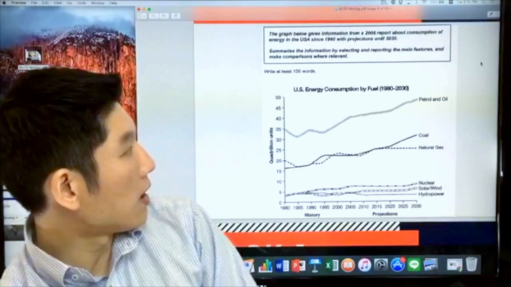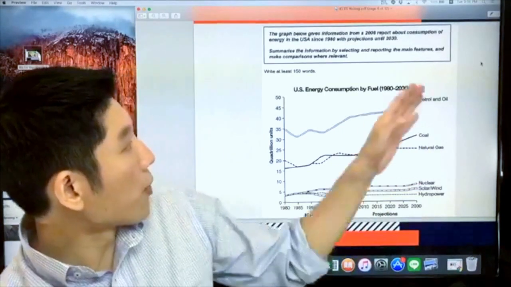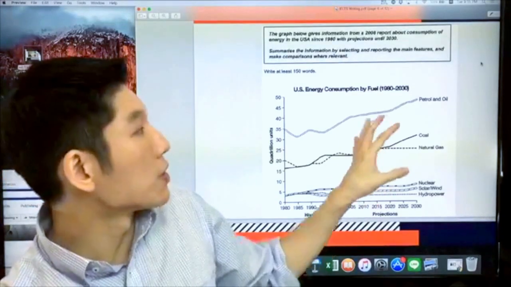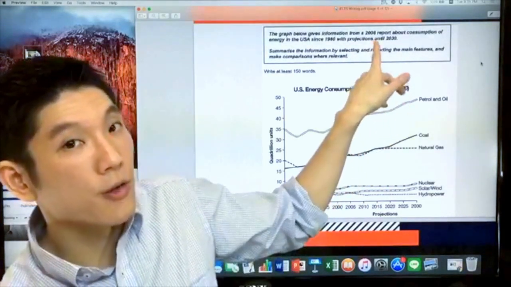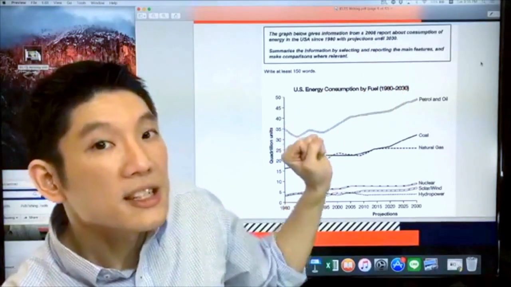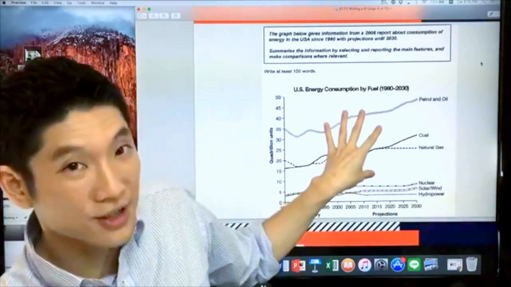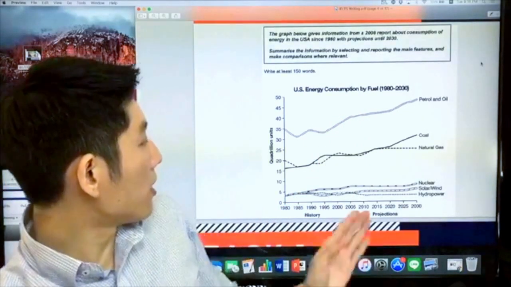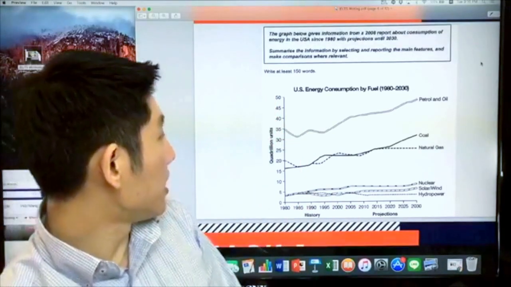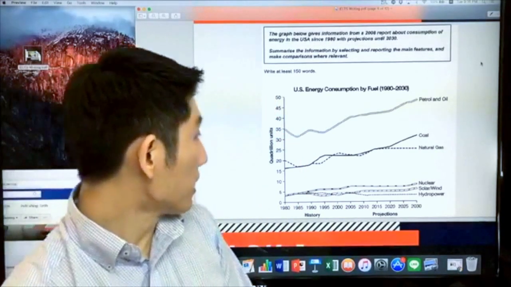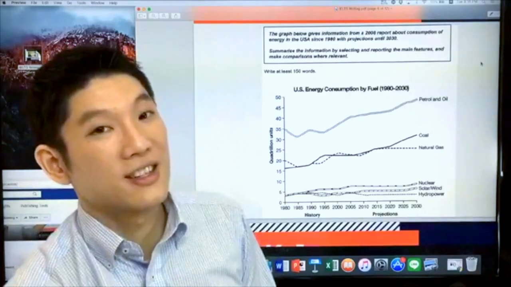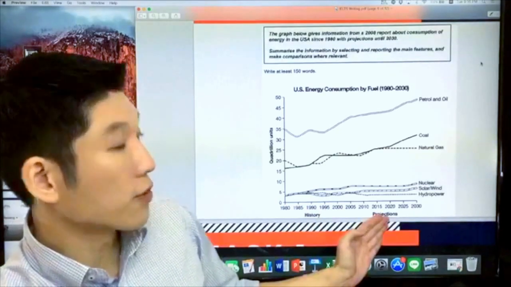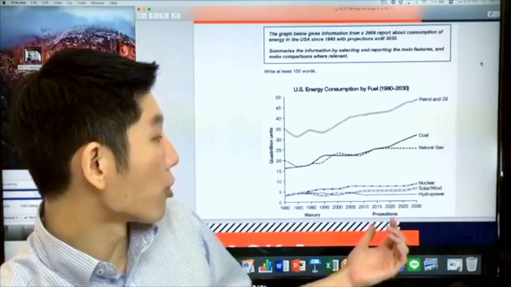And let's see. So first, I will read the prompt, kind of understand what it is talking about, but it's very difficult to understand the entire graph just from the prompt alone. So the next thing that I would do is, of course, I will look at the graph very carefully. So I look on the y-axis and I see quadrillion units. Quadrillion, I just know that that's a lot. Okay, and then I see history and projections for the future, right?